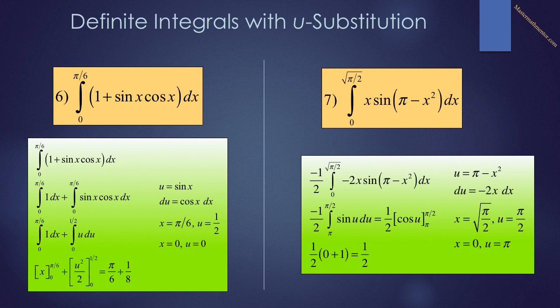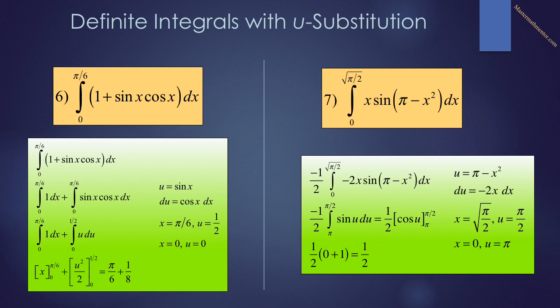Number 7 reads the integral from 0 to the square root of pi over 2 of x sine of pi minus x squared dx. We let u equal pi minus x squared and du is equal to negative 2x dx. So we multiply by negative 2 on the inside and negative 1/2 on the outside, getting negative 1/2 the integral from 0 to the square root of pi over 2 of negative 2x sine of pi minus x squared dx. Changing into u, we get negative 1/2 the integral of sine u du.